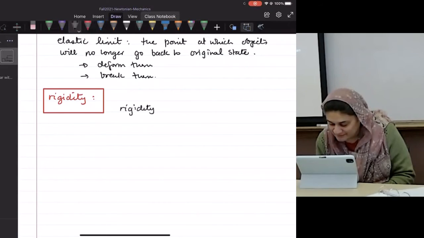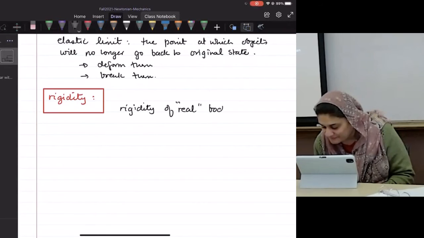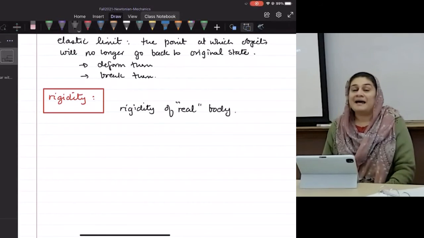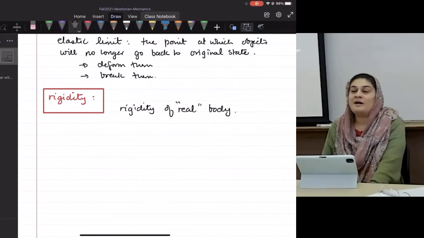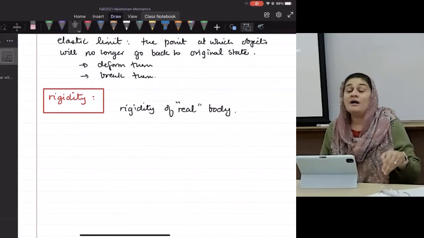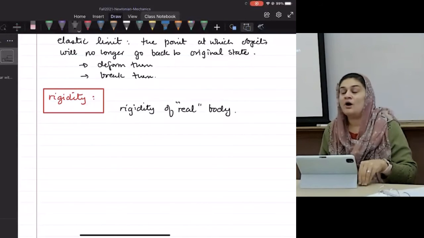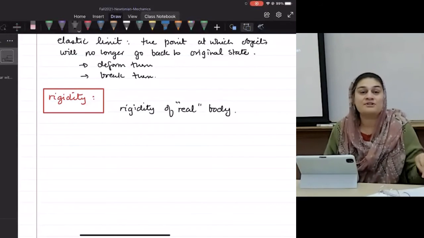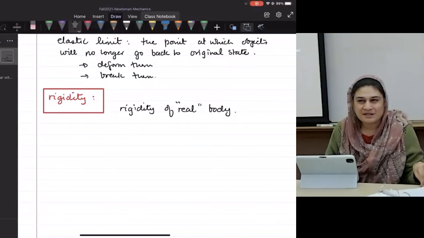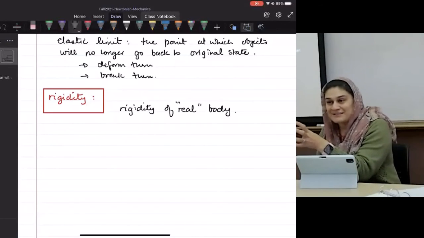Versus fake bodies? Well, let me define what a real body is. Any object, no matter how elastic or how rigid, all rigid objects have some elasticity to them. And all elastic objects have rigidity to them. Does that make sense? So nothing is a perfectly rigid or a perfectly elastic object.